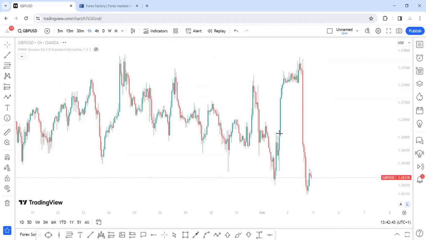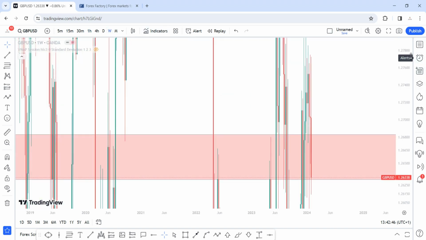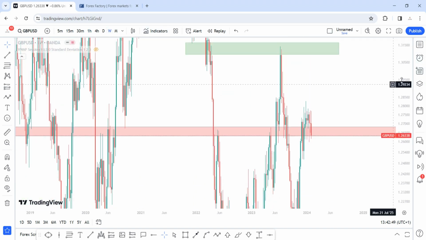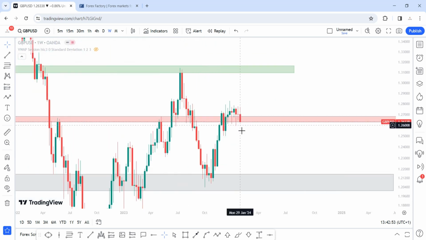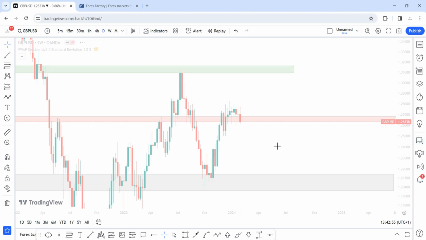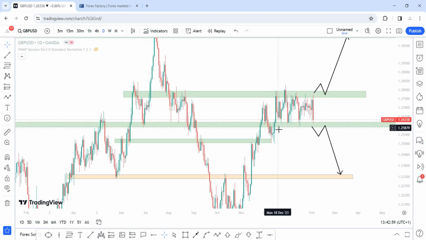Now let's look at GBPUSD. Let's start from the weekly time frame. So on the weekly time frame on GBPUSD, you can see this solid bearish push to the downside. However, if we go to the daily time frame, price is still in that nasty range. All right, we've been in this range since the 15th of December last year.